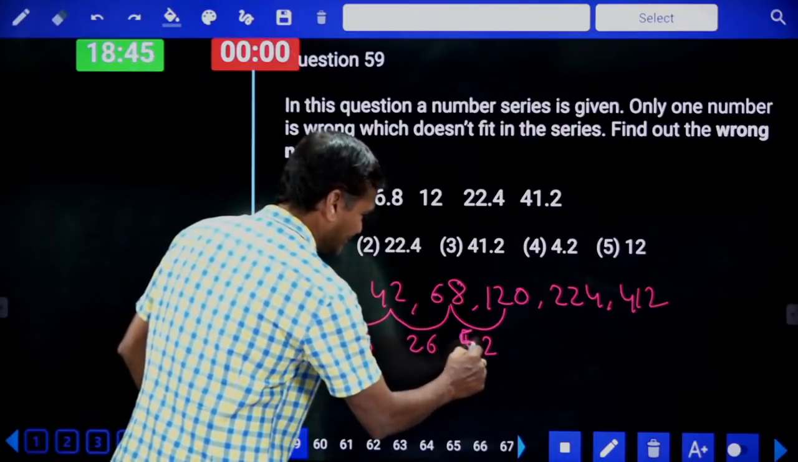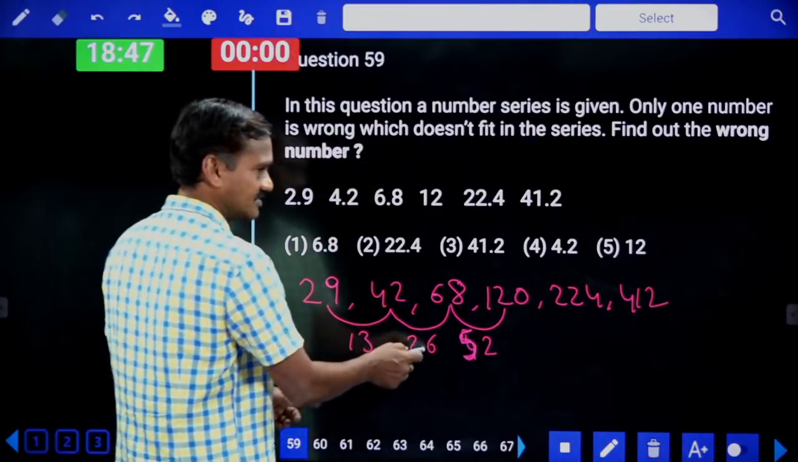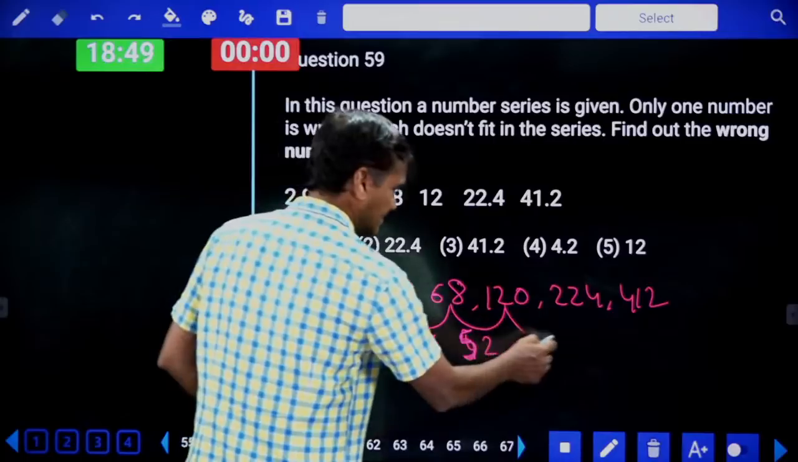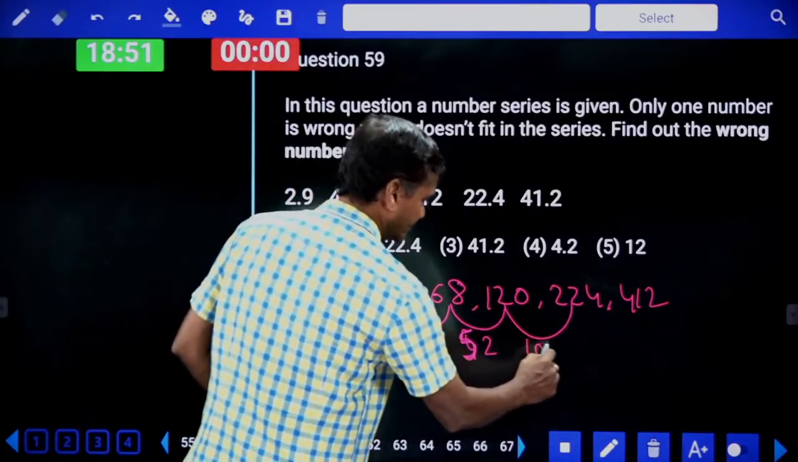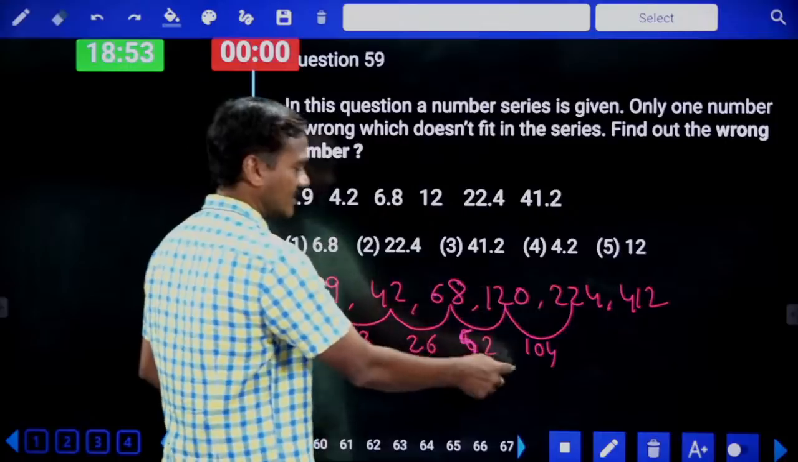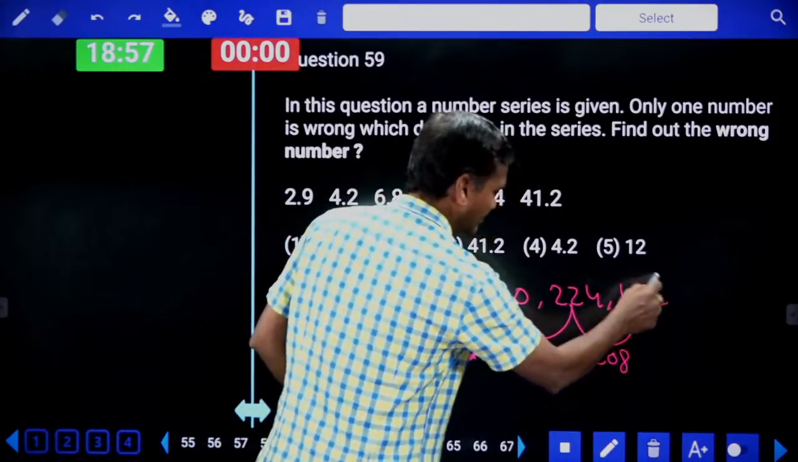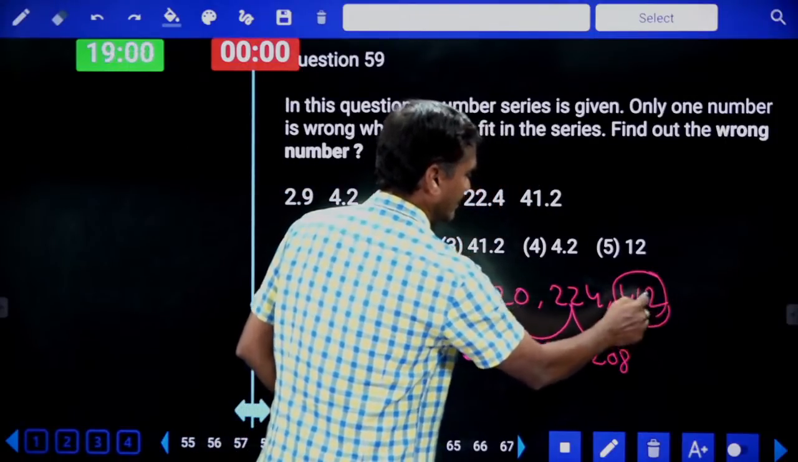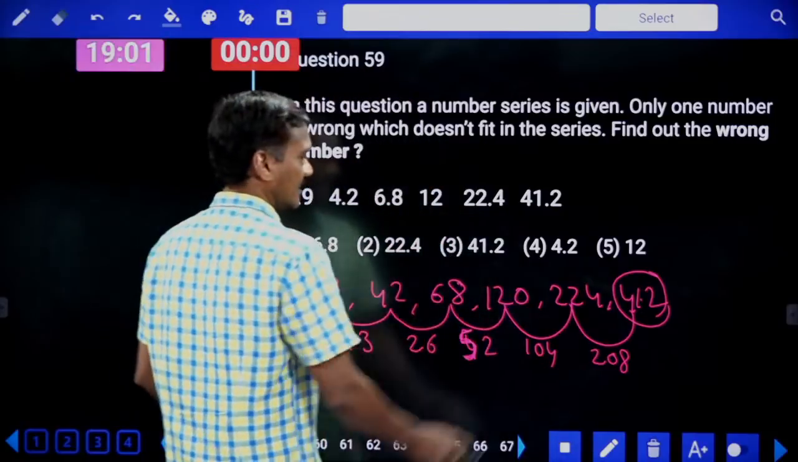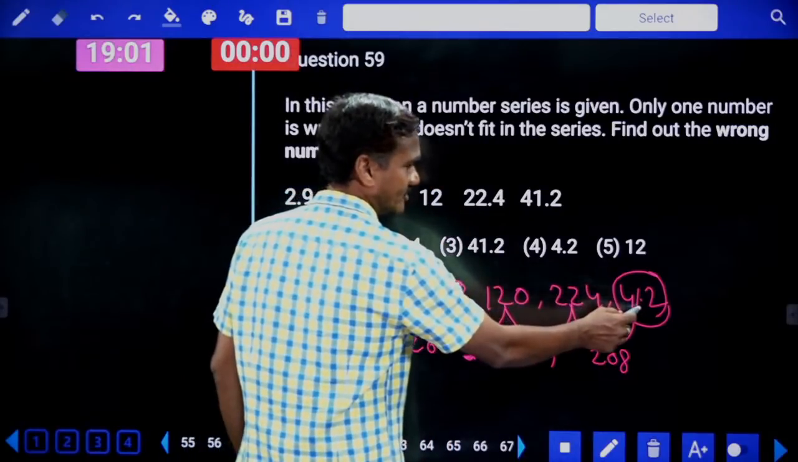Now if this is 52, 13 into 2 is 26, 26 into 2 is 52, and the next one must be 52 into 2, 104. Check whether the difference is 104 or not. And the next one, 104 into 2, 208 must be the difference, but here it is not 208. Clear? Hence what is the wrong number here? 412 is the wrong number.